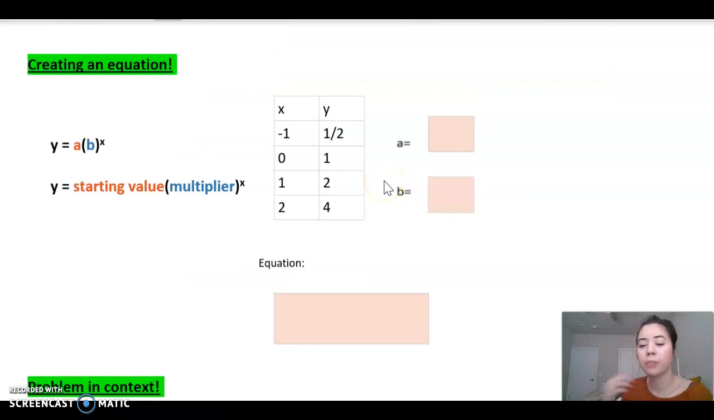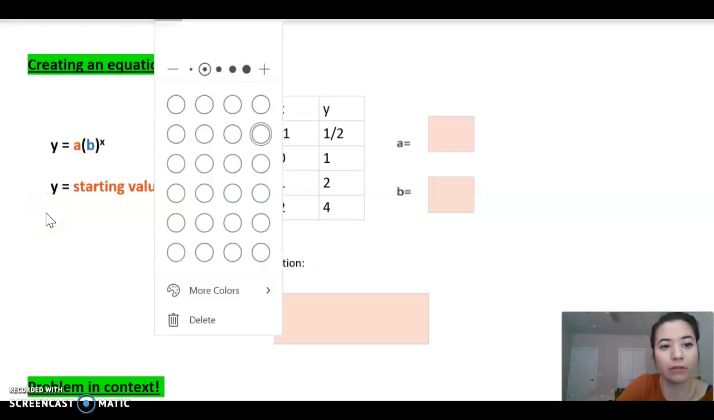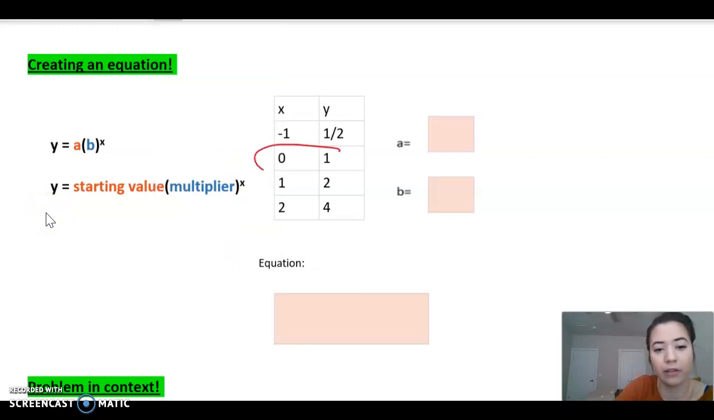Alright, so now let's put this to use. So I have it color coordinated over here, and we have our table right here. So to create the equation of this table, I find this a lot easier than linear equations. So let's look at it. So remember, A is our starting value. So we're looking at where our x is 0, that's our starting value. So I'm going to do that in red. So when x is 0, my starting value is 1.